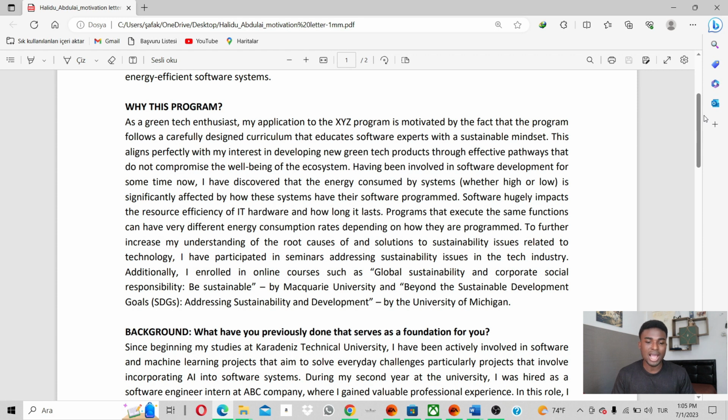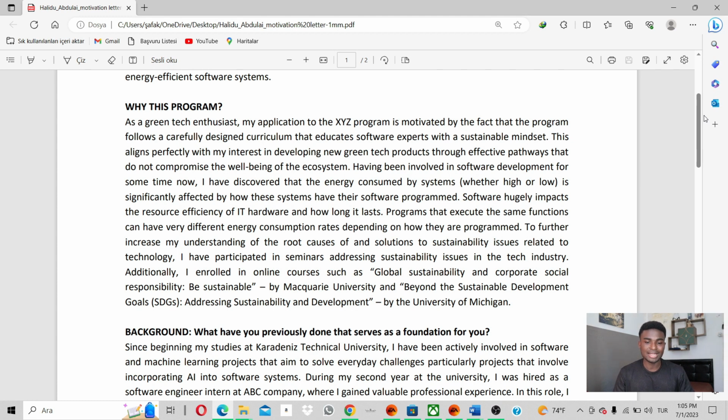To further increase my understanding of the root causes of and solutions to sustainability issues related to technology, I have participated in seminars addressing sustainability issues in the tech industry. Additionally, I enrolled in online courses such as Global Sustainability and Corporate Social Responsibility: Be Sustainable by Macquarie University and Beyond the Sustainable Development Goals: Addressing Sustainability and Development by the University of Michigan.